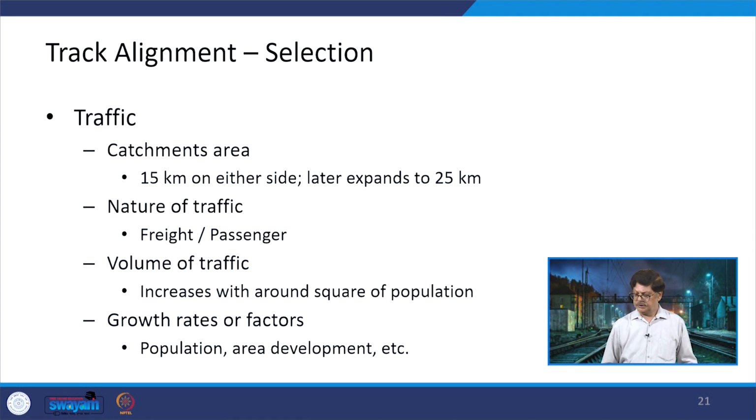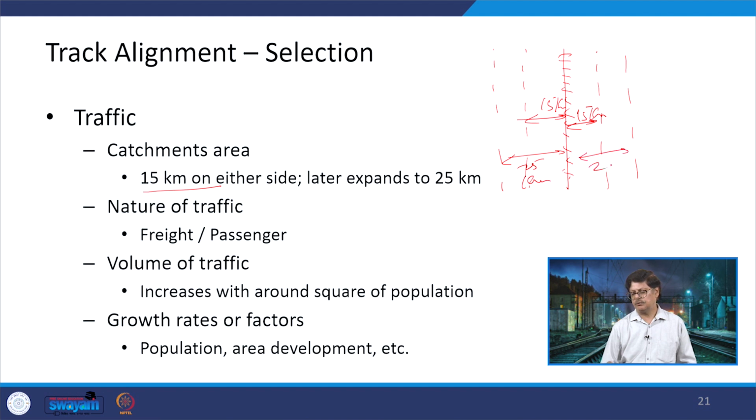Traffic. The traffic is being considered when you are developing, you do not know how many people will travel. So, what we consider as a thumb rule is that on either side from 15 kilometer the people will come. So, if you are providing a track here, the initial traffic will come from this 15 kilometer, and then slowly it will expand to 25 kilometers. So, this becomes the catchment.